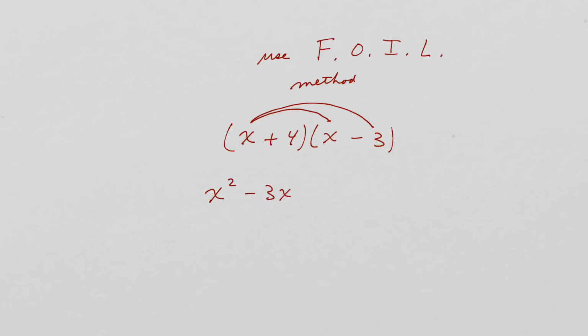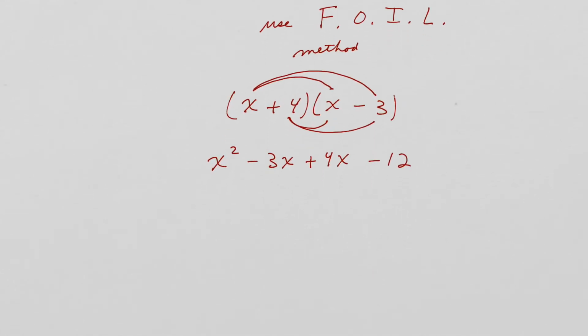Then the I means inner. So it's the second term in the first factor times the first term in the second factor, right? The inner two terms. So 4 times x is 4x. And then finally the L means the last. So the last term in the first factor times the last term in the second factor. So 4 times negative 3 is negative 12. And of course, in this case, we can simplify, we can combine like terms, like the x terms.